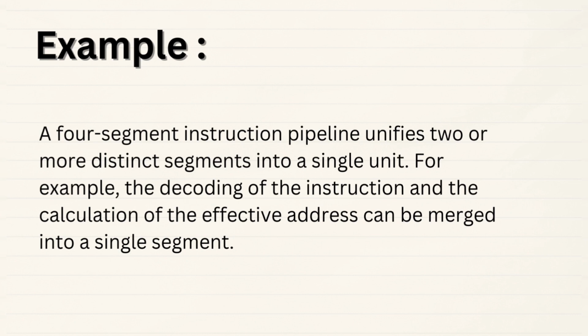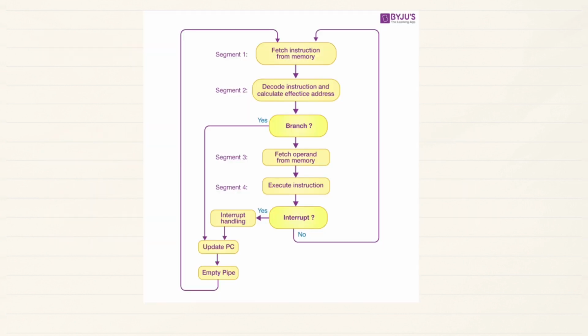So, the example is a four-segment instruction pipeline, which unifies two or more distinct segments into a single unit. For example, the decoding of the instruction and the calculation of the effective address can be merged into a single segment. A four-segment instruction pipeline is illustrated in the block diagram given on the screen. The instruction cycle is divided into four main parts, that is, segment 1, segment 2, segment 3, and segment 4.